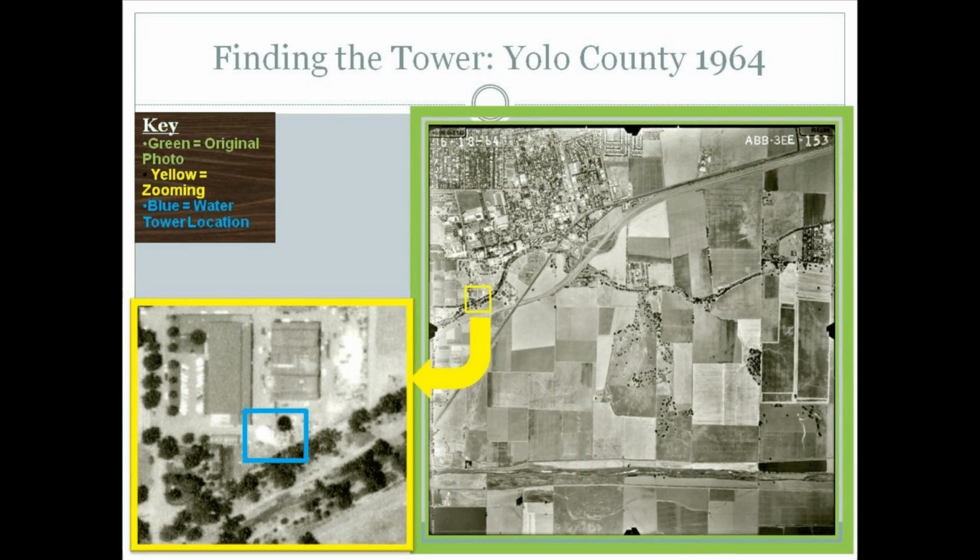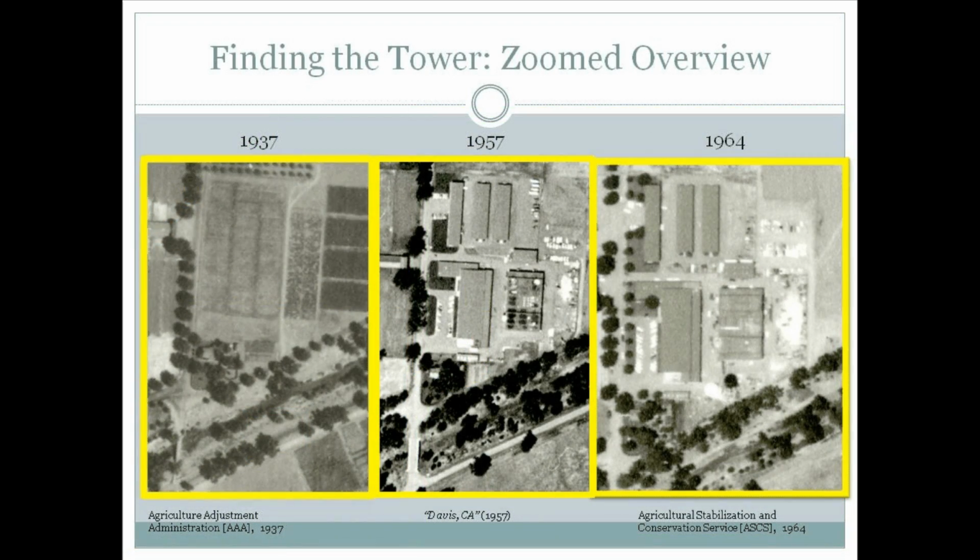In this 1964 photo, you can see the familiar buildings from the 1957 photo. Located just slightly south of the buildings, we have the presence of the water tower. You can see the distinct white tower and its dark shadow. In this slide, you can see the emergence of the buildings and the water tower within the zoomed area. This is the power of aerial photographs, a record of change over time.